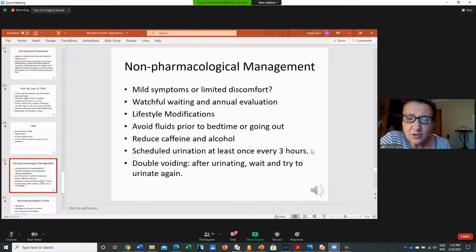Caffeine and alcohol are stimulants, so that can certainly make our bladder overactive. Encourage them to go to the bathroom at least every 3 hours, particularly during the waking hours. And then try the double voiding. After they've voided, have them wait just a minute or so and then try to void again to see if they can get the rest of that residual urine out of there.